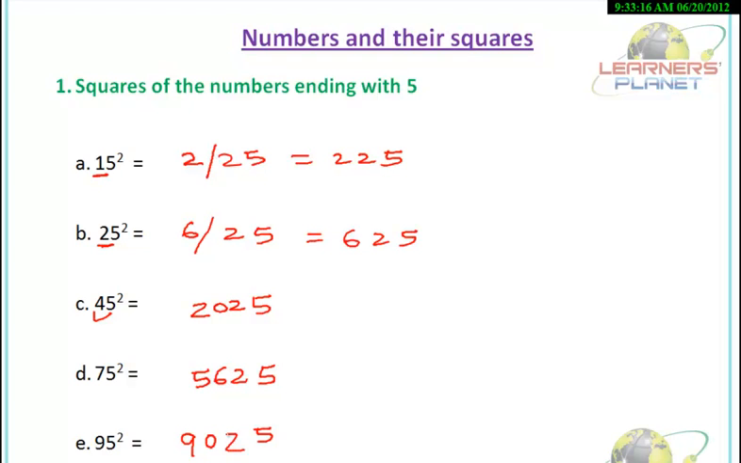If I ask you what is 85 square, so it's very simple, friends. You can calculate it mentally. We just have to write 25, then 8 into its next number, that is 9. 8 9s are 72. Isn't it very simple? Okay.